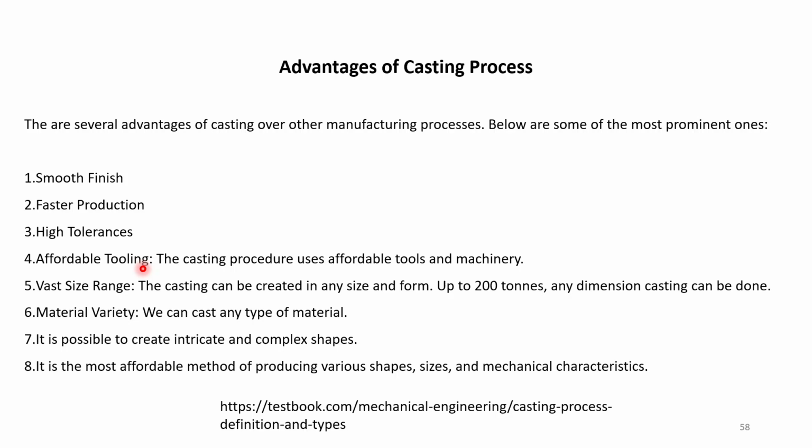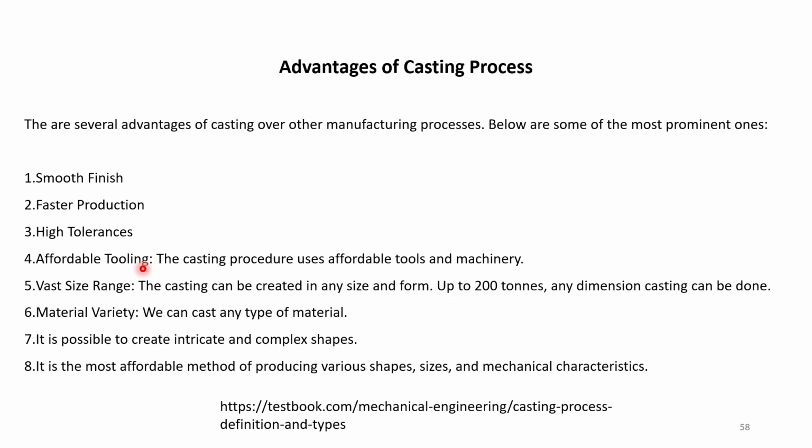And material variety, we can cast any type of material, so plastics, metals, alloys, some composites as well you can cast easily. Composites are casted using stir casting and some other castings. Next, it is possible to create intricate and complex shapes, and it is the most affordable method to produce various shapes, sizes and mechanical characteristics. So by controlling the cooling rate, you can control the microstructure as well. So that's why you can get different types of mechanical characteristics.